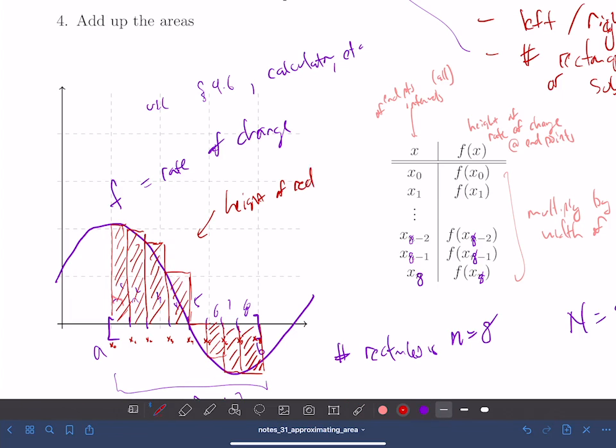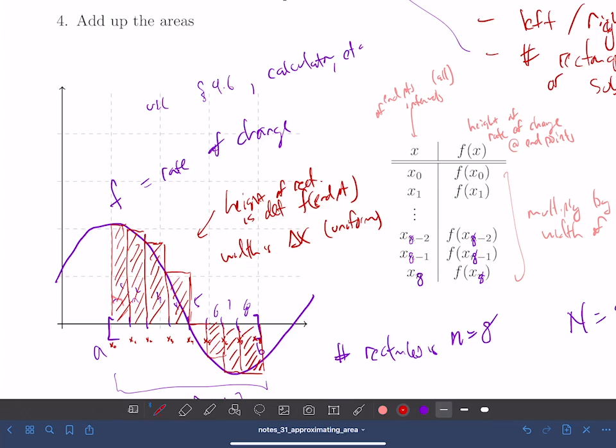So the height of the rectangle is determined by f of endpoint, and the width is delta x, which we're going to let be uniform. That's just to make the calculation simpler. It's actually computationally disadvantageous to take a uniform mesh for all but the simplest functions. So take uniform width with a grain of salt.